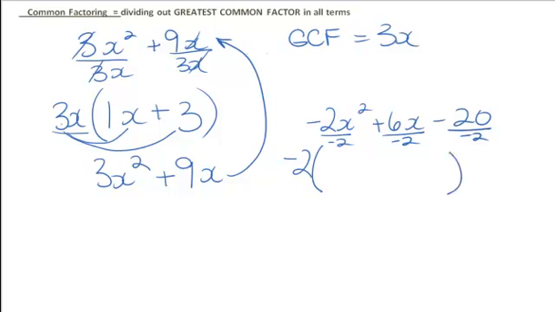So negative 2x squared divided by negative 2, you're left with a positive 1x squared. A positive 6x divided by a negative 2 is a negative 3x. And a negative 20 divided by a negative 2 is a positive 10. And that is your segment into common factoring.